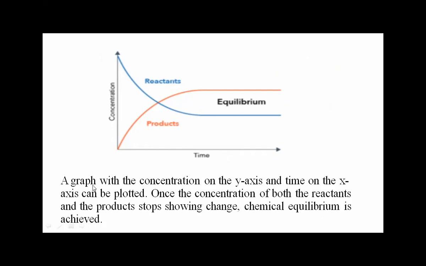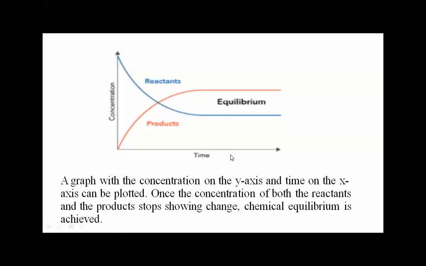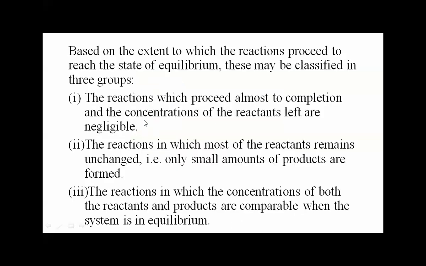Is that right? So a graph with concentration on the y-axis and time on the x-axis can be plotted. Once the concentration of both the reactants and products stops showing change, there is no change. Whatever concentration of product is there, that much only has remained. Whatever concentration of reactant is there, that much only has remained. So once the change in concentration stops, chemical equilibrium is achieved. And chemical equilibrium is what? It is dynamic in nature.